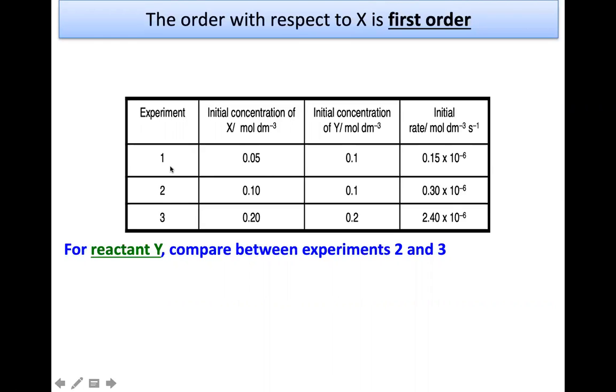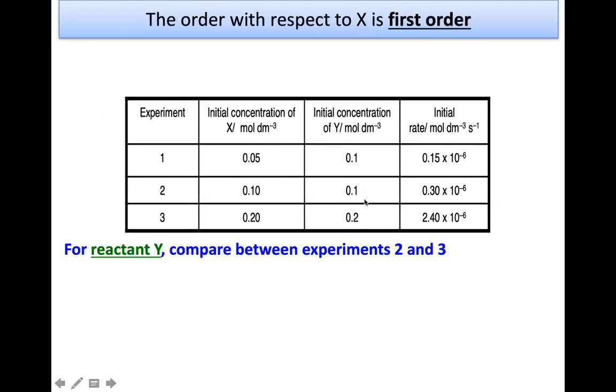1 and 3, okay, if you look at 1 and 3, 0.1 to 0.2 of Y, that looks like a double to me. 0.05 to 0.20, that looks like a multiple of 4. You can use experiments 1 and 3 here, okay? But the easiest one is experiments 2 and 3, right? For experiments 2 and 3, the concentration of Y increases from 0.1 to 0.2, so that's doubling. Your concentration of X also increases, which is a double as well, okay? Doubled. So you cannot ignore X.